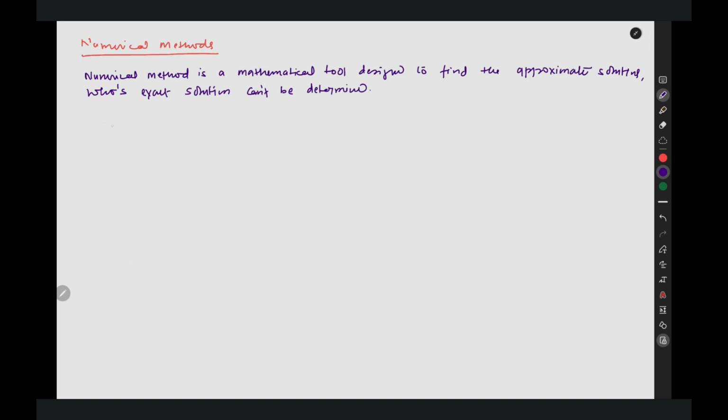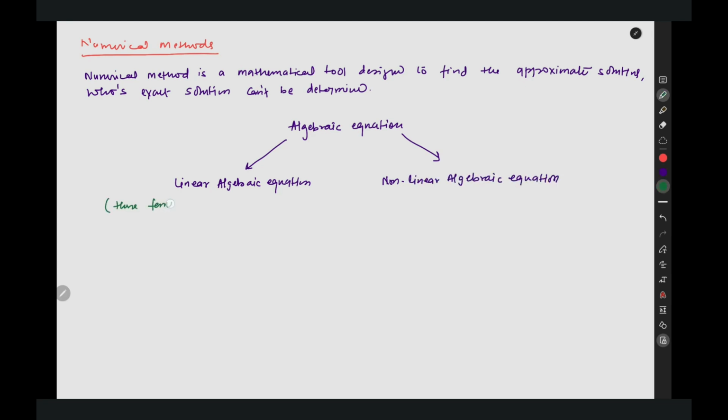Mainly, there are two types of algebraic equation. First one is linear algebraic equation and second one is non-linear algebraic equation. Linear equations form a straight line on graph and have fixed slope, whereas non-linear algebraic equations form a curve on graph and have variable slope.